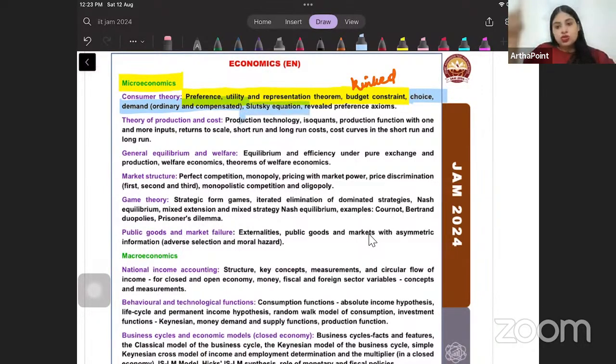Slutsky equation, you should know that table which I have made for you in class, what happens for different kind of goods. And yesterday only we did in class revealed preference axioms. तो ये जानना बहुत जरूरी है कि WARP satisfy हो रहा है नहीं हो रहा है, SARP satisfy हो रहा है या नहीं हो रहा है. So that is the first part, which is consumer theory.